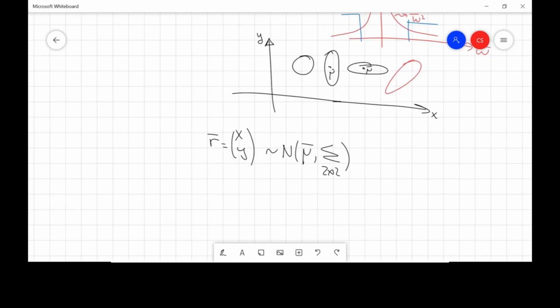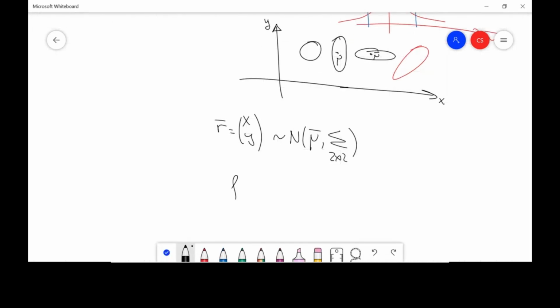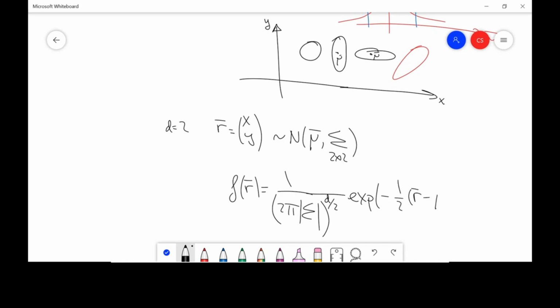So how is that? The probability density function of R is 1 over 2 pi times the determinant of sigma, and all this is to the power d divided by 2, where d is the number of dimensions that we have. Here d is equal to 2. And then the exponential of minus 1/2 times (r minus mu) transpose sigma inverse (r minus mu).